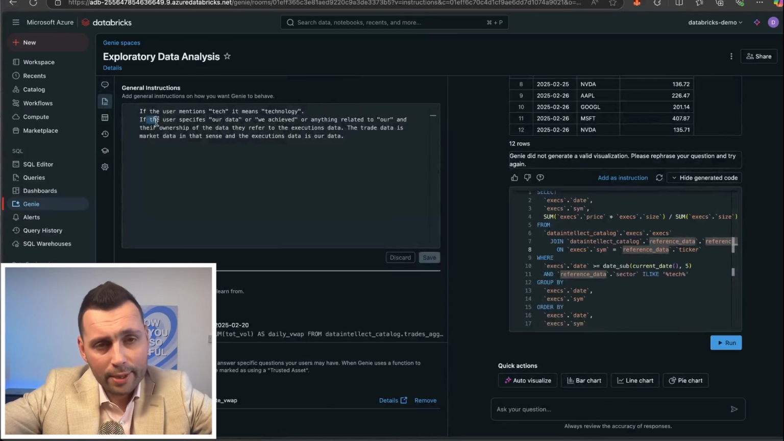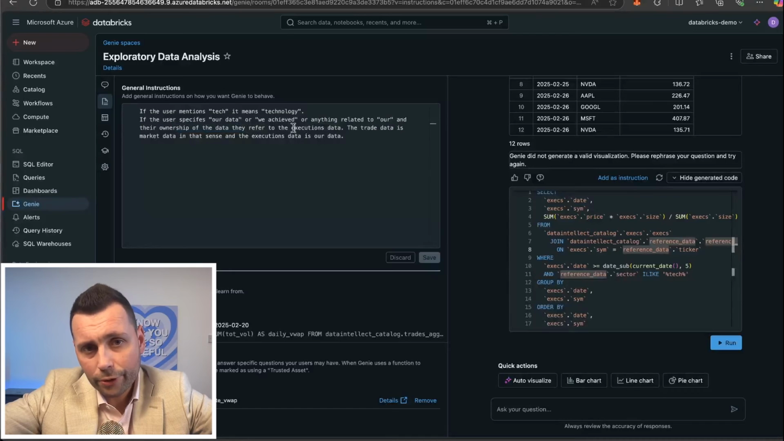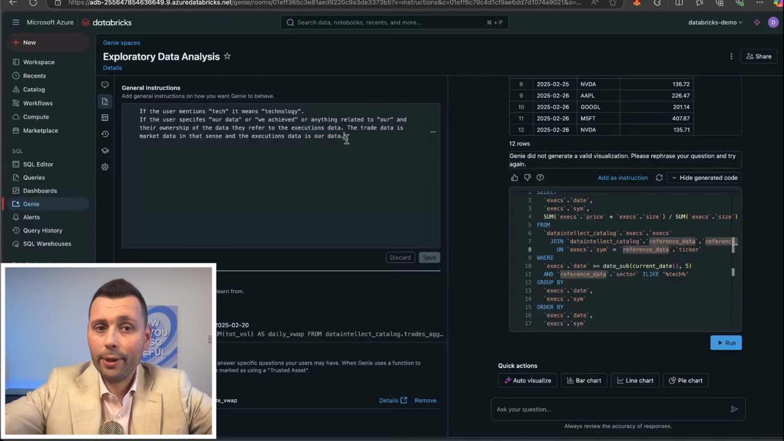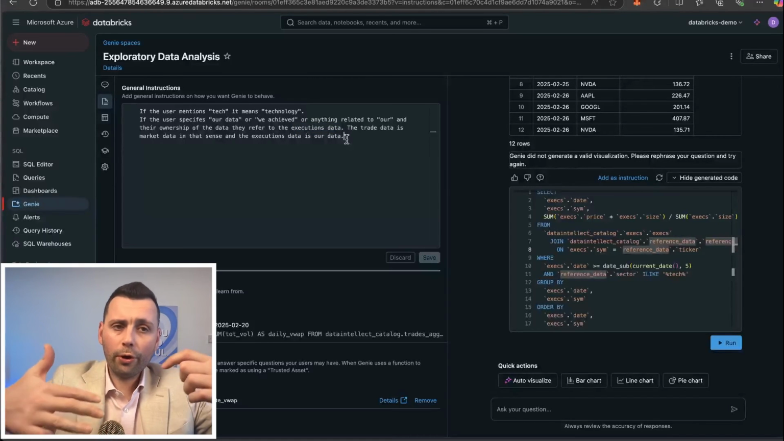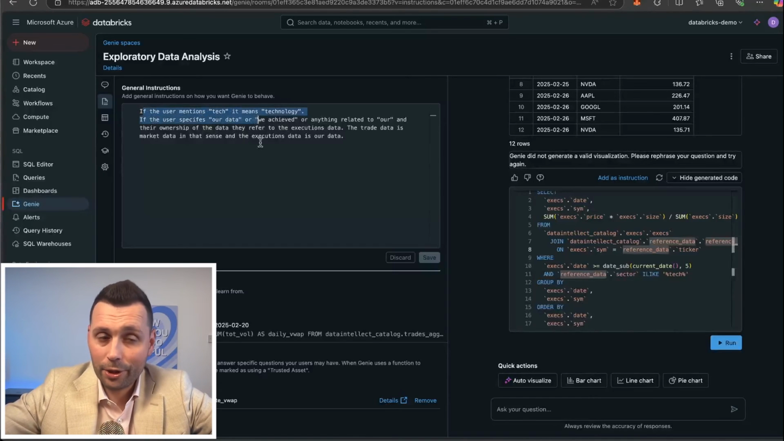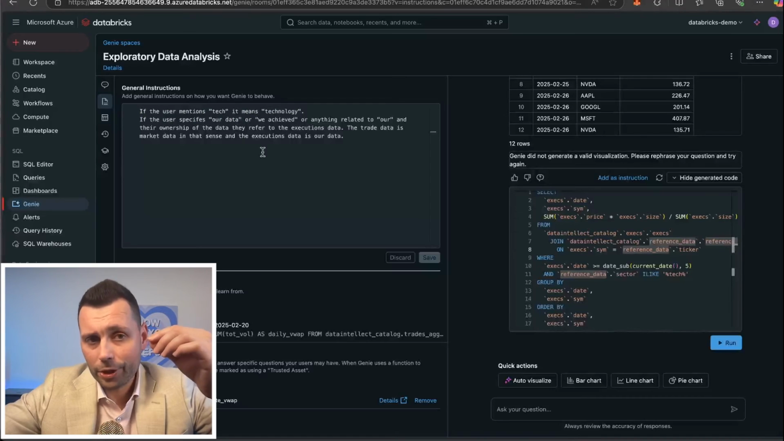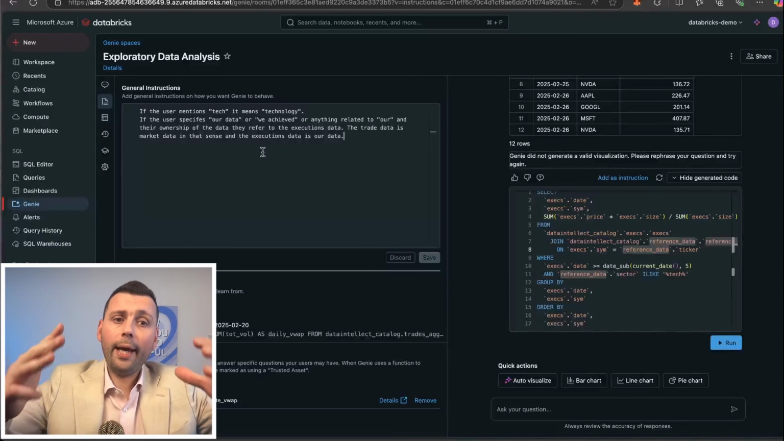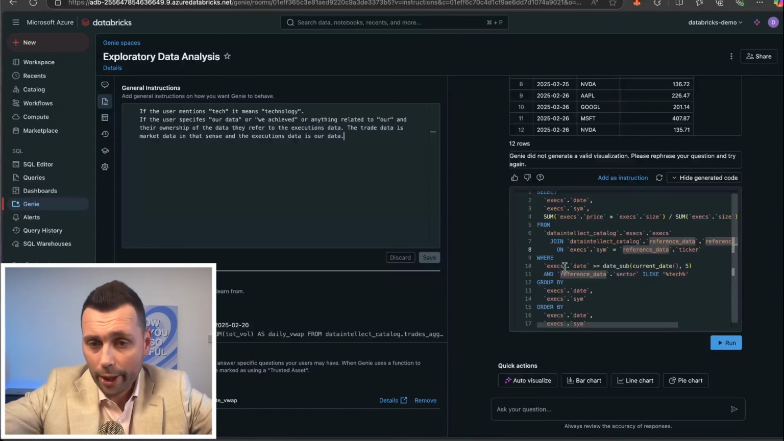For example, the reason why it knows that our data is executions data is because in our general instructions, I provided it here with an instruction. If the user specifies our data or we achieved or anything related to our and their ownership of the data, they refer to the executions data. The trade data is market data in that sense, and the executions data is our data. So you see all of this business logic, all of the business jargon and everything that is specific to your industry, you can just write it in plain natural language and add it as a general instruction, and Genie will use that information to make sense of the data and provide you with valid SQL queries.